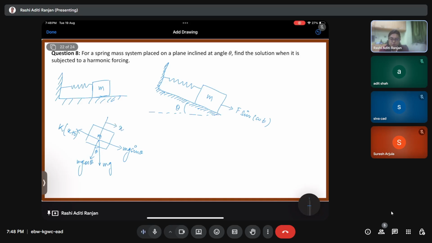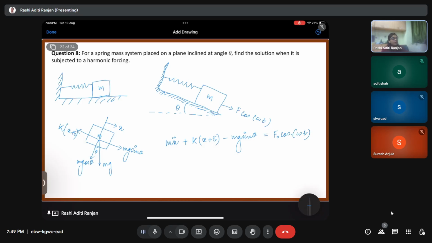So now if I write the equation of motion, how is it going to be? It is going to be m x double dot plus k times x plus delta minus mg sine theta is equal to F naught sine omega t. F naught, or maybe we can write it as cos of omega t also. So this is going to be the equation of motion.